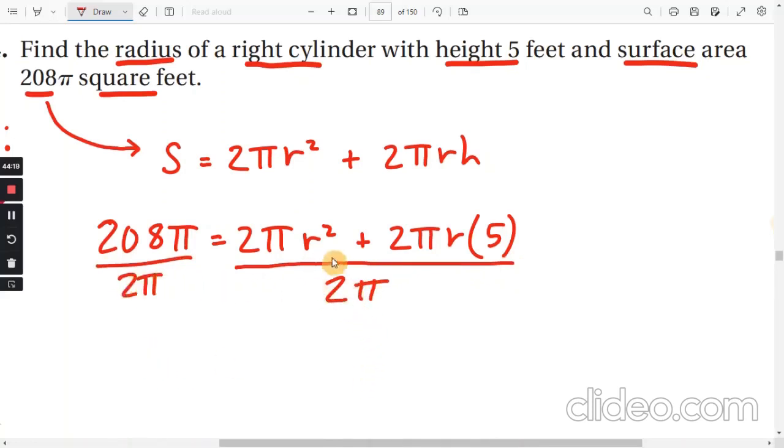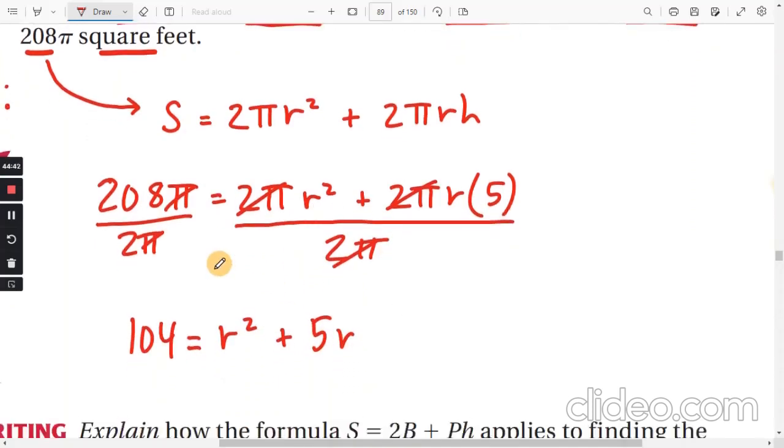So these are added, and they're both over the common denominator. So cancels, cancels, cancels. Over here, pi over pi cancels, and 208 over 2 is just going to be 104. And that equals r squared plus 5r. Okay, and what we have here is actually a quadratic. So we need to set this equal to 0. I'm going to do minus 104 on both sides. 104 minus 104 is just 0.